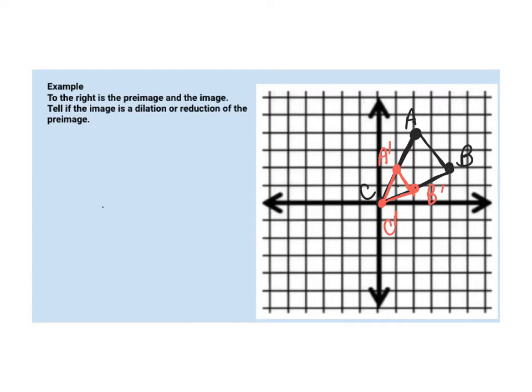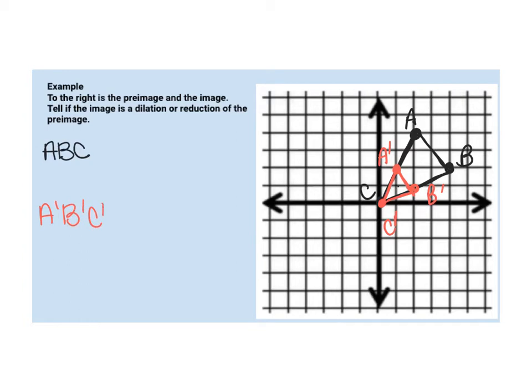To the right is the preimage and the image. Tell if the image is a dilation or a reduction of the preimage. So remember that the preimage is the figure that we're starting with. So that would be figure A, B, C. So the red image, A prime, B prime, C prime, is the image. And we want to know what happened.